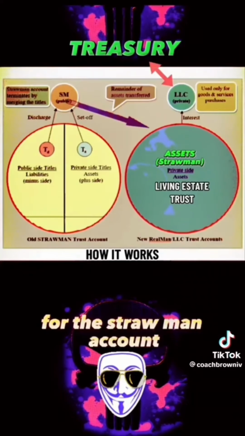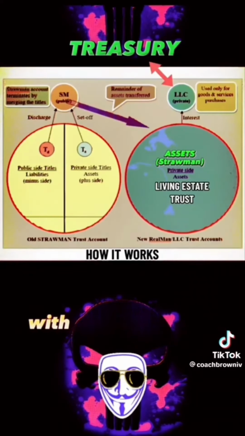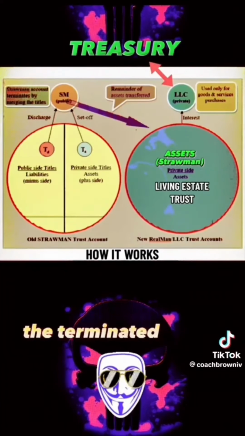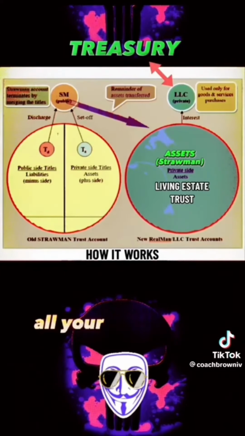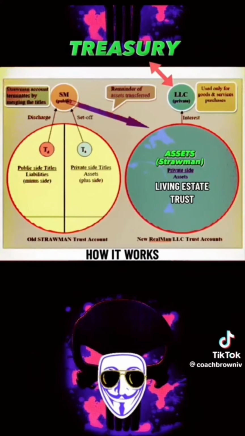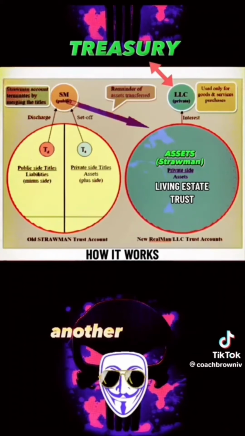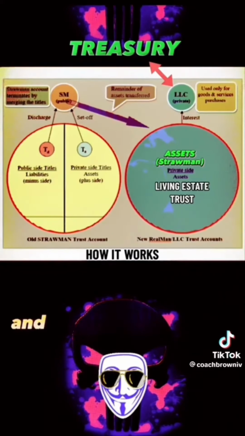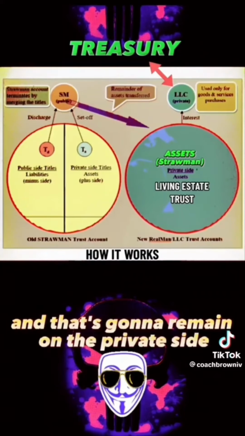The strawman account with his capital names, with all the accounts associated with him, are eliminated. They're gone. They're terminated, period. All your electric bill accounts and everything in that way will no longer exist. But you're going to form a new trust, another account, and you're going to have the remainder of that assets being put into that. And that's going to remain on the private side.